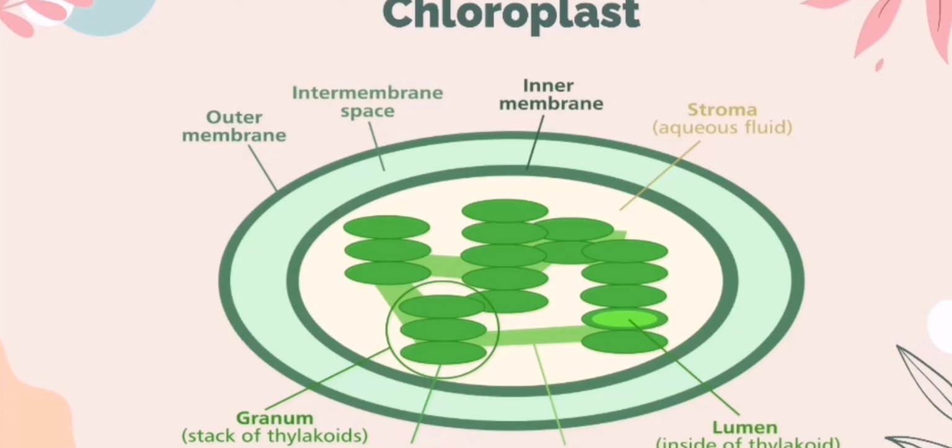Moreover, the lamella connects different granums together. So we can see different lamellas connecting all of this together to form the chloroplast. And the chlorophyll is actually embedded inside the thylakoid. That's what gives a chloroplast its green color, and that's what gives leaves their greenness, because it's not absorbed, it's reflected.